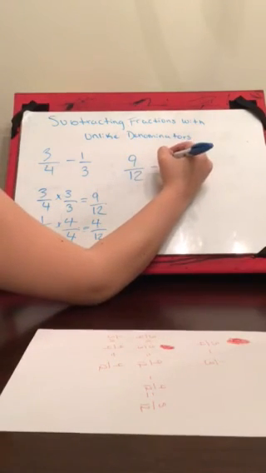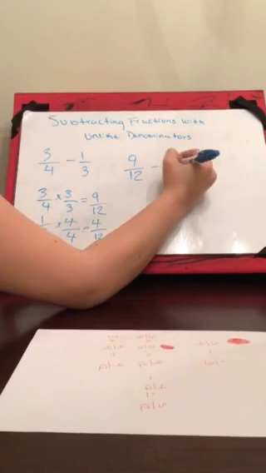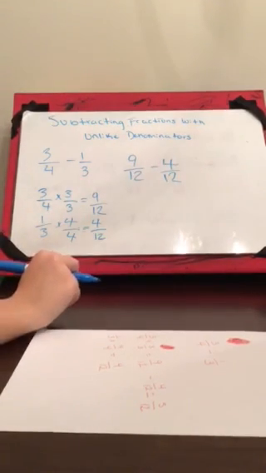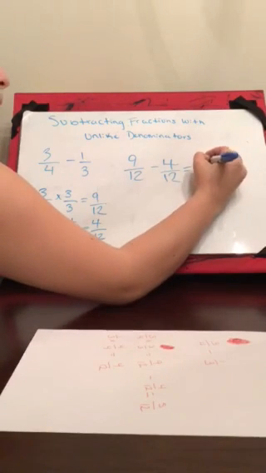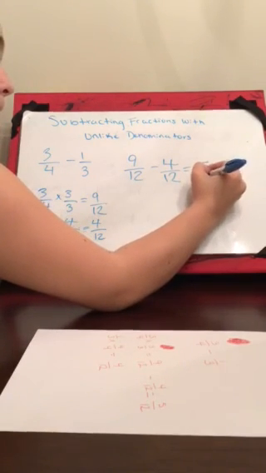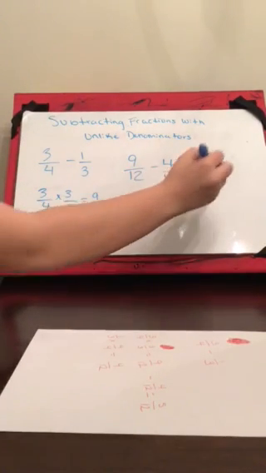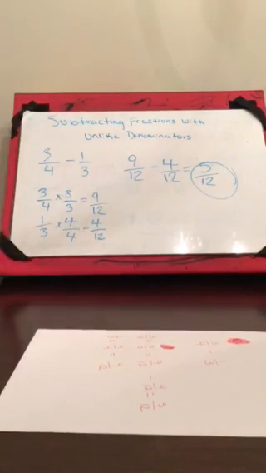So now I can subtract 9/12 minus 4/12. 9 minus 4 equals 5. And then of course my denominator stays the same. So 9/12 minus 4/12 equals 5/12. That's how you subtract fractions with unlike denominators.